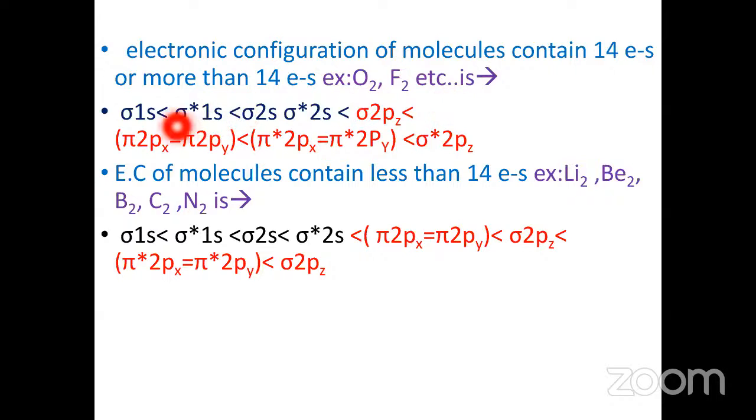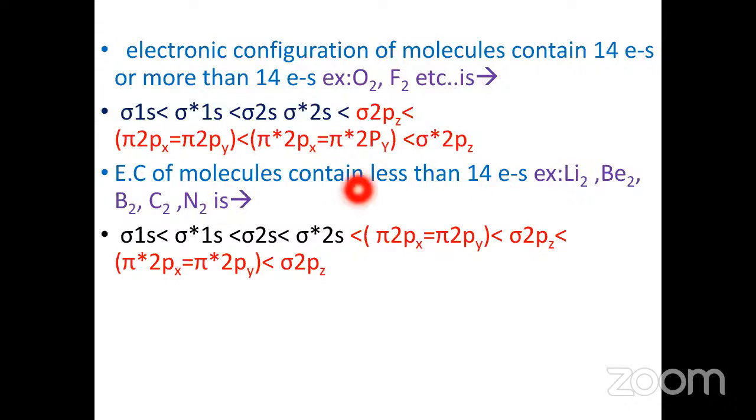Then the energy levels, that means how the electrons enter. First, electrons enter into sigma 1s orbital, then into sigma star 1s. Next the electrons enter into sigma 2s, then sigma star 2s. The next electrons enter into sigma 2pz. Next pi 2px and pi 2py; these are degenerate orbitals. Next electrons enter into pi star 2px and pi star 2py, which are also degenerate orbitals. The last electrons enter into sigma star 2pz.